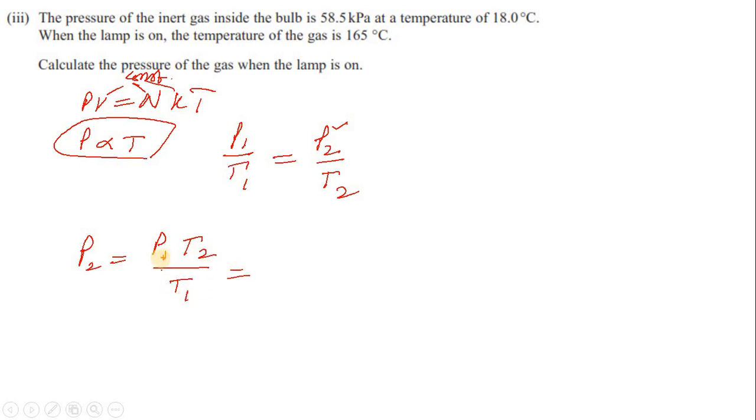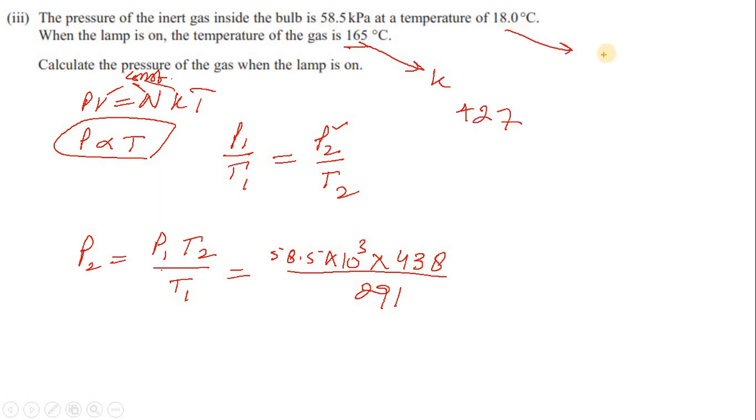P1 is the initial pressure, 58.5 kilopascal, so 10 to the power 3, times T2. T2 is the final temperature, which is 165. Don't forget to change these temperatures into Kelvin, so 438 divided by 291. These temperatures should be in Kelvin, after adding 273 and 273. When you solve this, P2 would be equal to 8.81 times 10 to the power 4 Pascal.